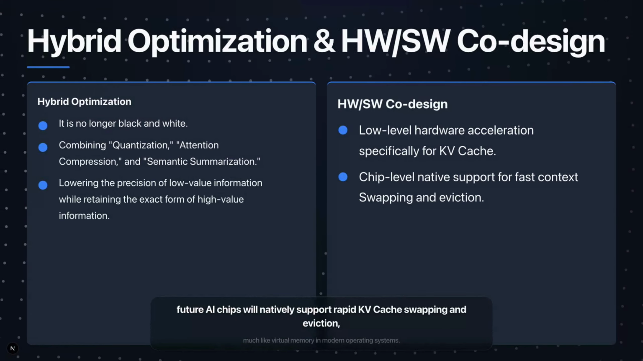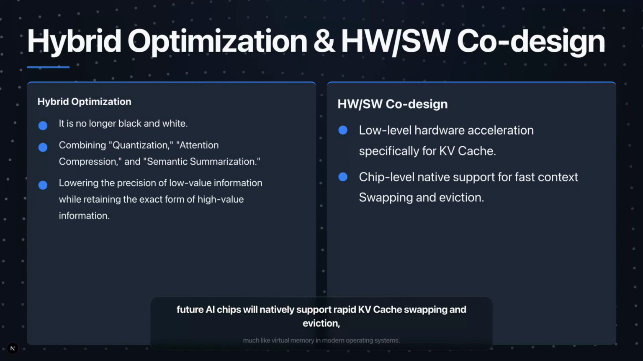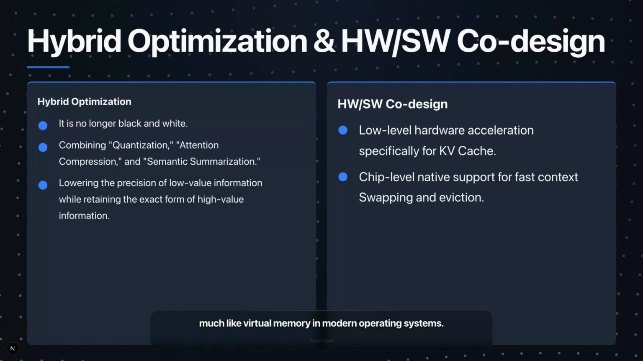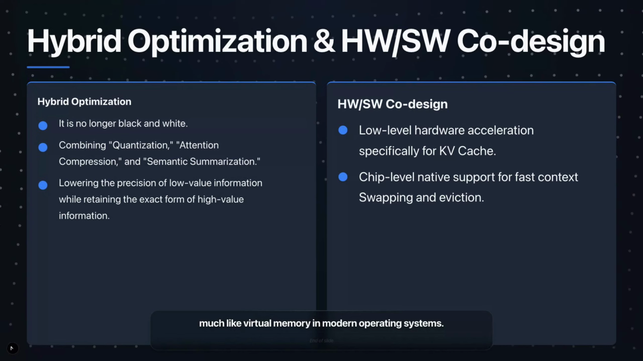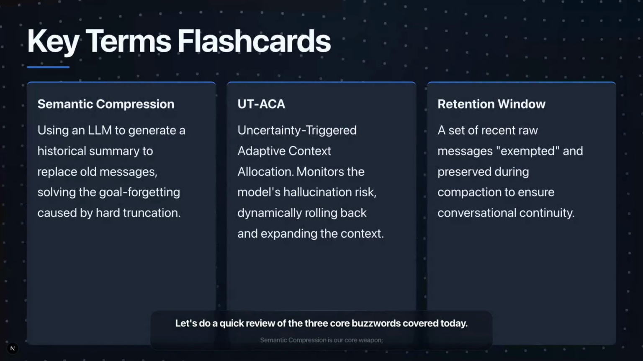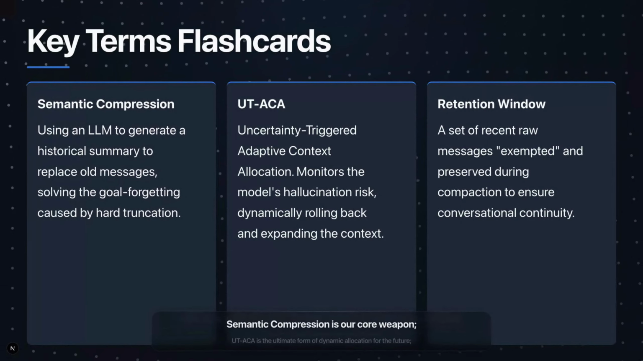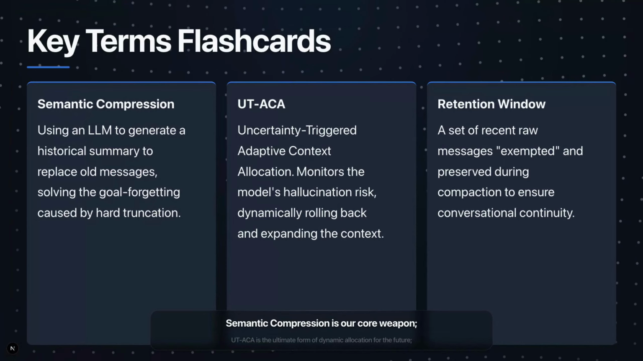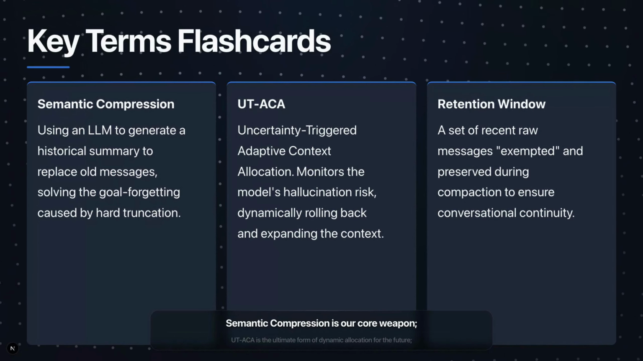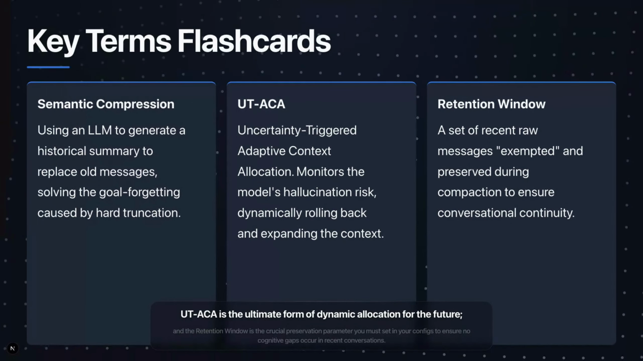Let's do a quick review of the three core buzzwords covered today. Semantic compression is our core weapon. UTAK is the ultimate form of dynamic allocation for the future, and the retention window is the crucial preservation parameter you must set in your configs to ensure no cognitive gaps occur in recent conversations.